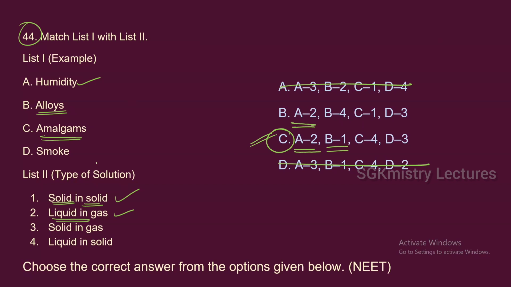Next, amalgams. We have simple examples like sodium amalgam, which we have come across in organic chemistry also. In case of amalgams, we have liquid in solid, that is C for 4. And then finally, smoke is nothing but a solid present in the air or in the gas. So we have D for 3. So option C is the right answer.